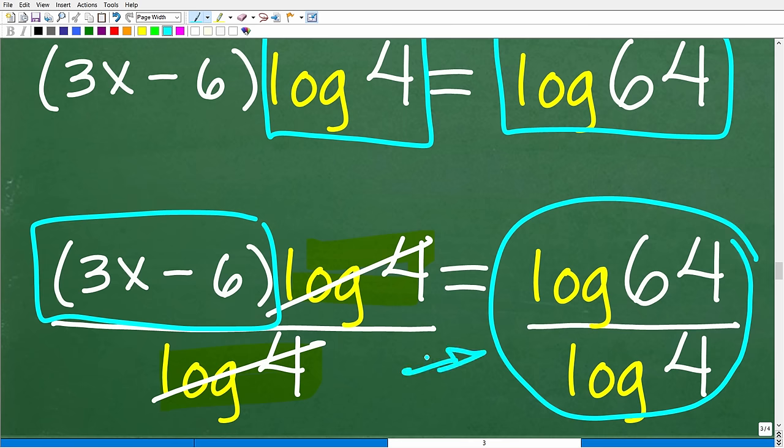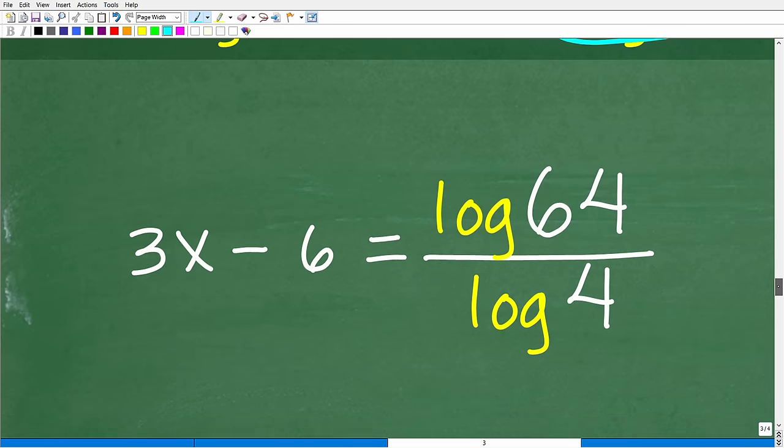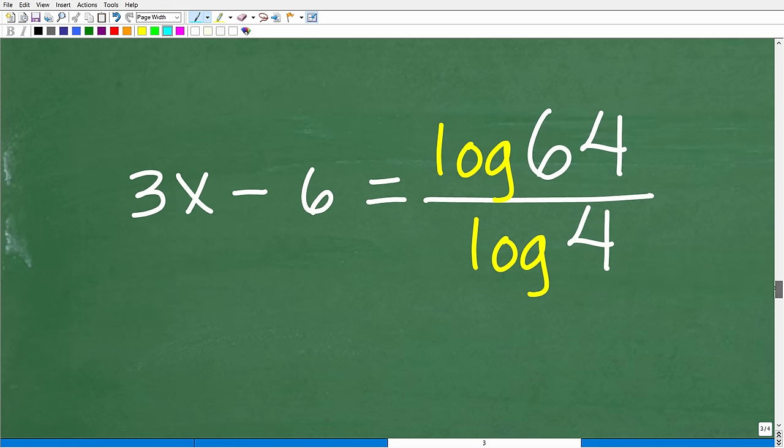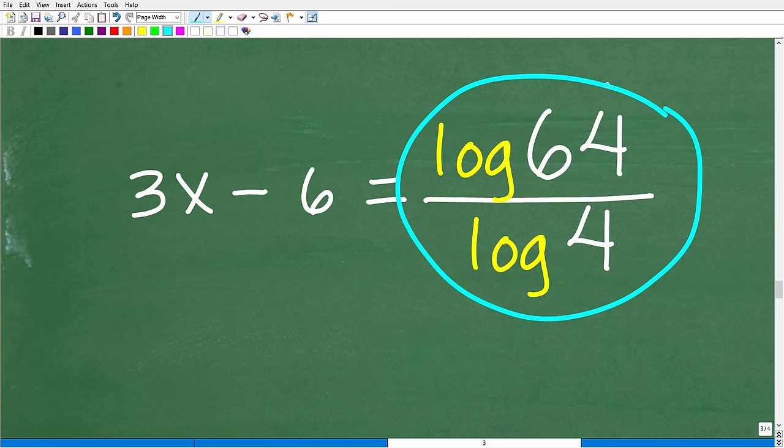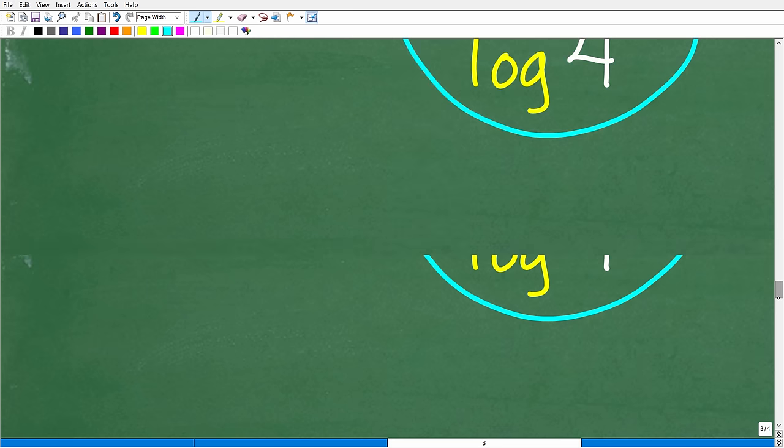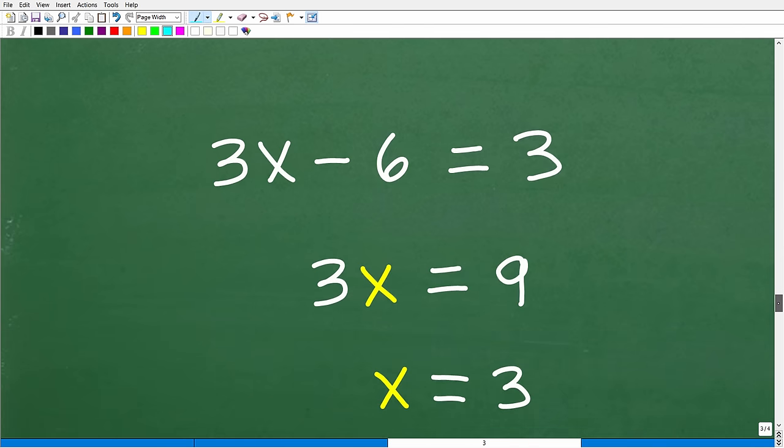And now we're going to put this into our calculator. So hopefully you have a scientific calculator available to you. And this is our equation. We have 3x minus 6 is equal to log of 64 divided by log of 4. And when you put this into your calculator, the answer is going to be 3. So the log of 64 divided by log of 4, the answer is 3.